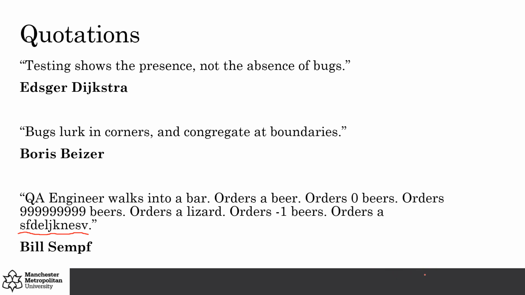So we're testing for these extreme cases. So orders a beer should be valid. Orders 0 beers, that sounds a bit dodgy, so that should be invalid. Orders that many beers, that should be invalid. Lizard should be invalid. -1 beers, invalid. Orders that word should be invalid. So that's to show you there the extreme cases we're trying to look out for.